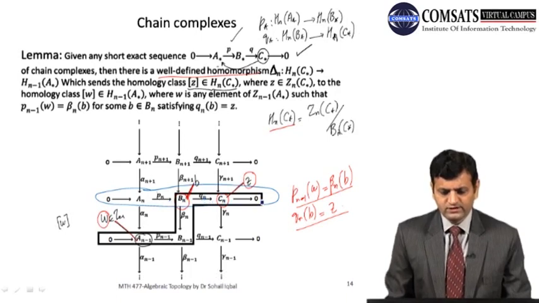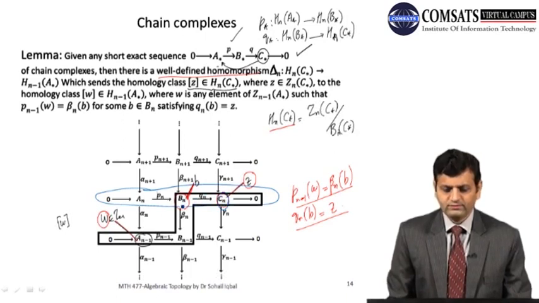So this little portion is an exact sequence. In other words, the image of Pn is equal to the kernel of Qn. So we can say that this Qn is surjective, so it is an onto homomorphism. In other words, every element of Cn is the image of some element of Bn.